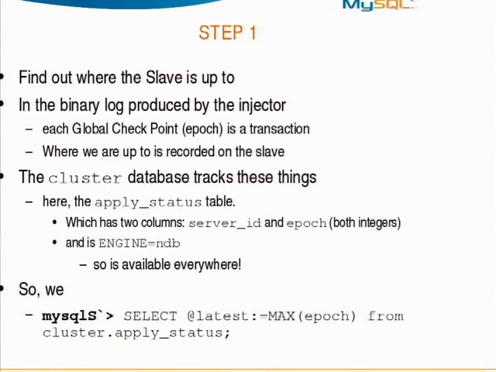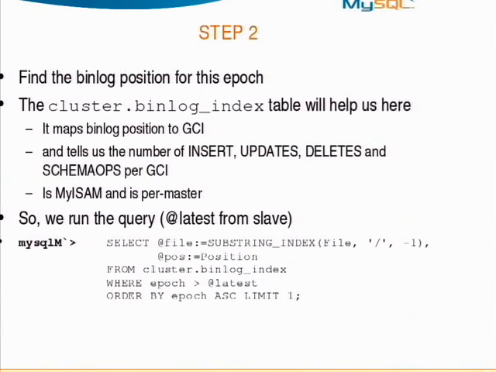And where we are up to in applying this is recorded in the slave. So we've added a new system database called cluster, and we have a table in there called apply status, which has 2 columns, server ID and epoch. It is also engine equals NDB, so it's available anywhere. So you can check from any MySQL server connected to the cluster what epoch it's up to applying. So on our backup cluster, our backup slave, we get the maximum epoch, the latest epoch that we've applied. We then go to step 2.